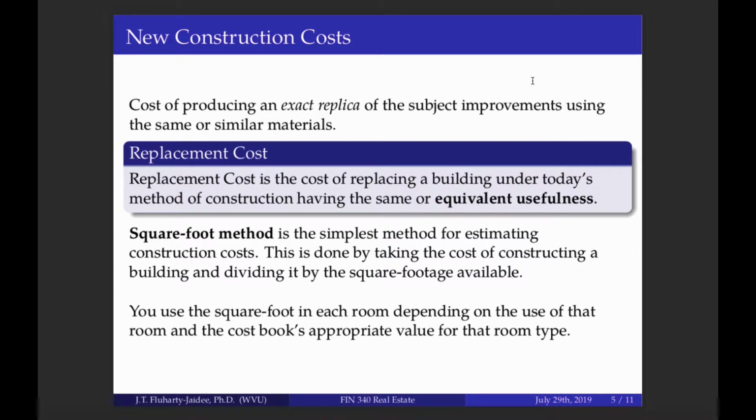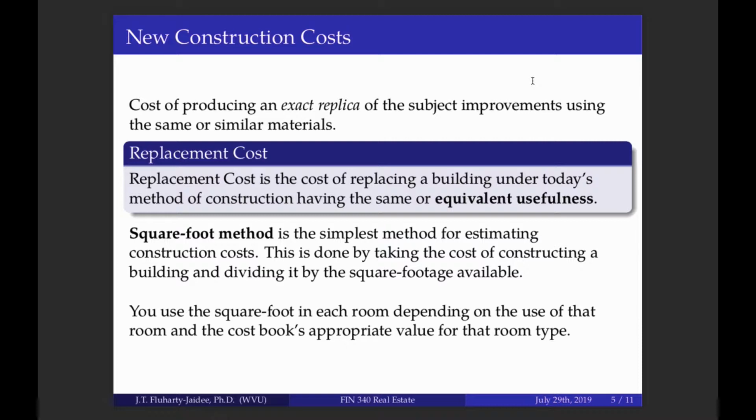Okay? And the way you can do this is pretty simple. You can go through each room in the building and use the square foot method. So not every room in the building has the same cost to construct. A bedroom is far cheaper than a kitchen. So you would get the square footage for the bedrooms, you would get the square footage for the bathrooms, you would get the square footage for the kitchens, dining rooms, living rooms, etc. And you would apply the appropriate square foot cost to each of those rooms.